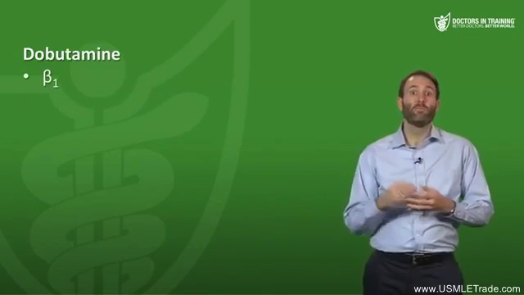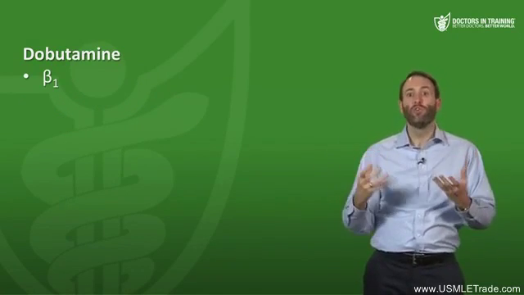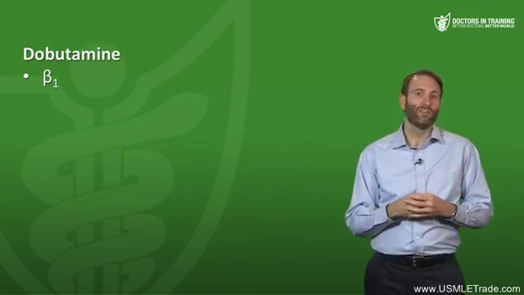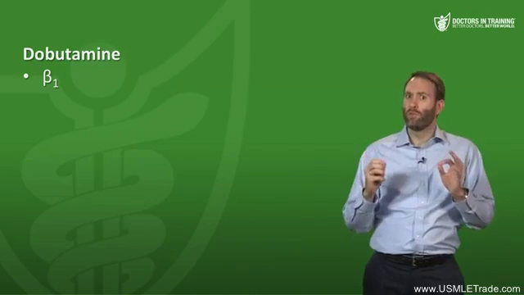Next, we have dobutamine. This works primarily at the beta-1 receptor. So where do we see our beta-1 receptors? Remember, that was in the heart. So dobutamine increases the heart rate and contractility. Now, you may see in some places that it won't increase heart rate, but actually dobutamine really will.